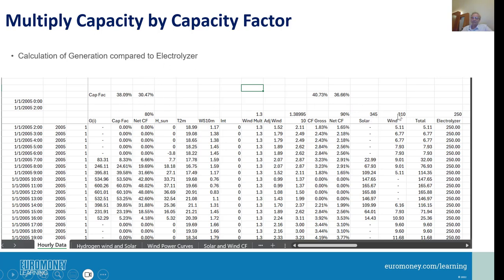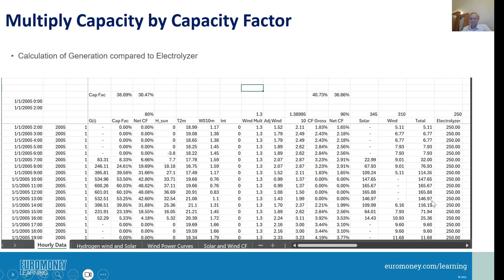Let's put 345 of wind, 345 of solar, 310. Let's see how much electricity we get. These are simplistic kind of things, but it demonstrates the point. Here's our electrolyzer, and we get a lot more. Oh no, we don't in this one. Oh, this one we don't get enough in this day.